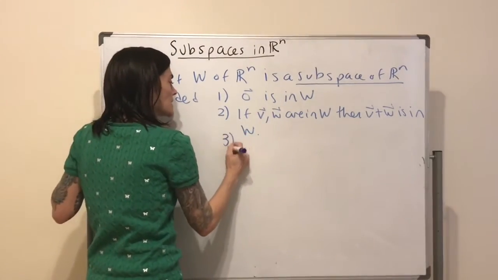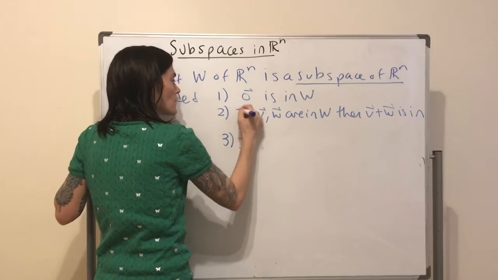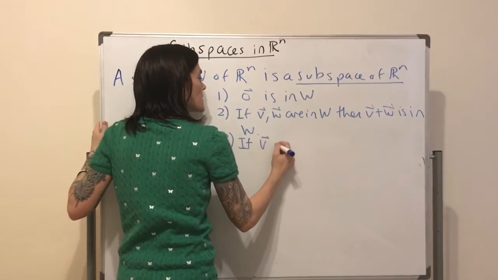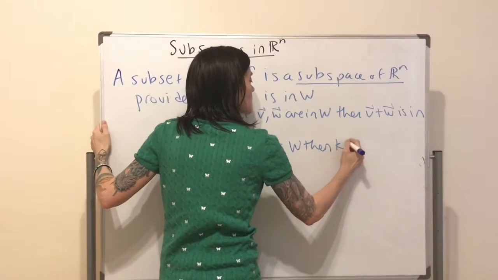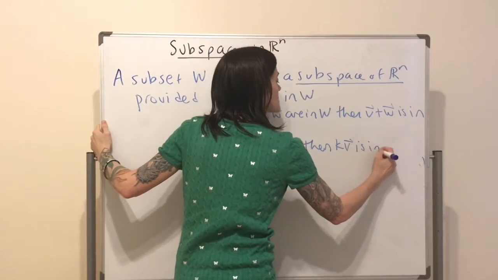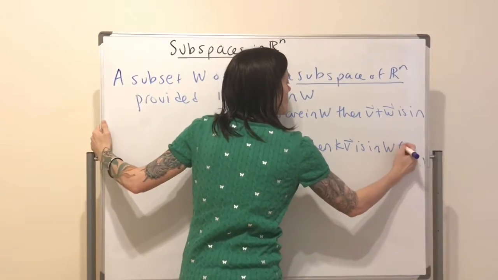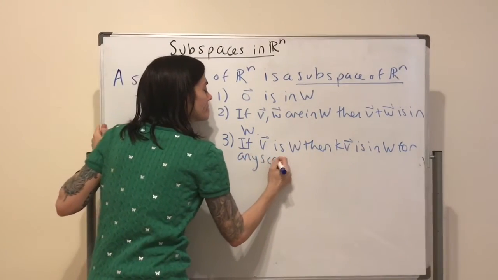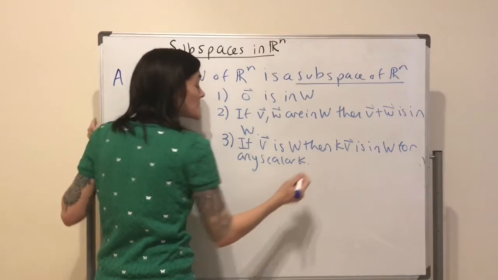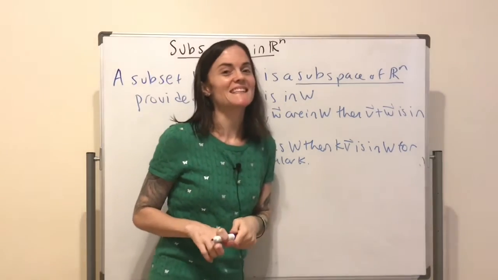And finally, if v is in W, then kv is in W for any scalar k. This one was called closed under scalar multiplication.